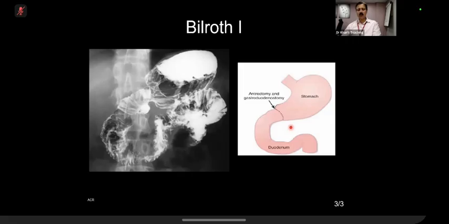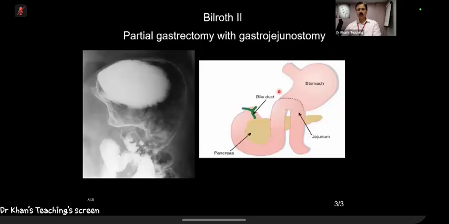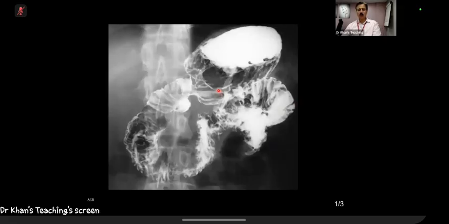And this is known as, if you see another view here, this is known as Billroth 1. Here what happens is that they remove the antrum, but anastomosis is between rest of the stomach and the duodenum. In the previous one, there was no anastomosis. It was a blind end. And this was Billroth 2 operation. This one is Billroth 1.